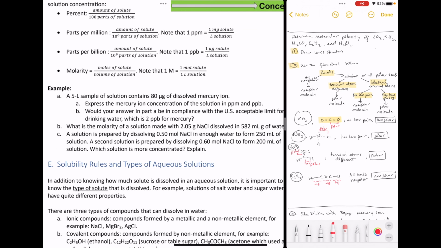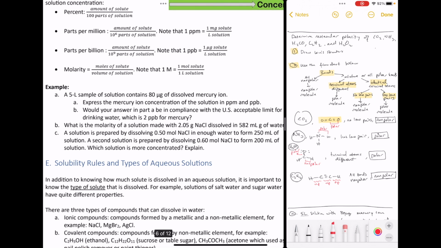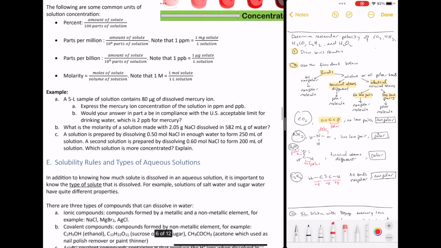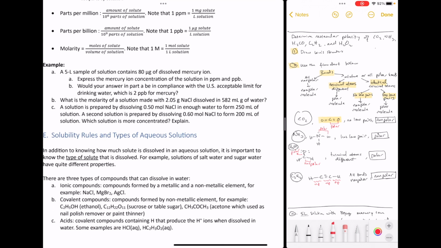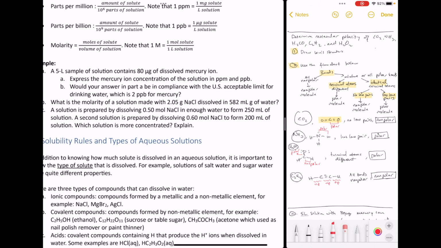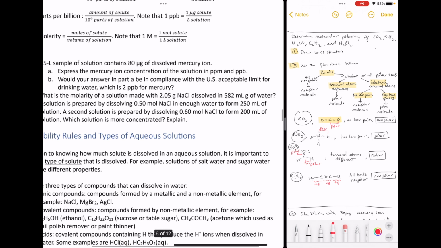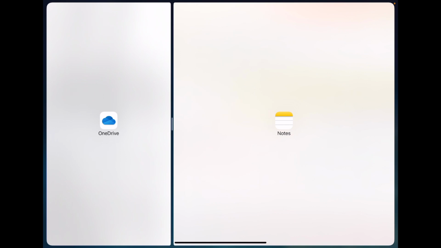All right, now we're going to take a look at a couple of problems here on calculating concentration of solute in a solution. The first problem says you have 5 liters of a solution that contains 80 micrograms of mercury ion, and you're asked to express the mercury ion concentration in units of ppm and ppb, parts per million and parts per billion, and then you have to determine whether that complies with the regulation of having only 2 ppb for mercury. So let's check that out.